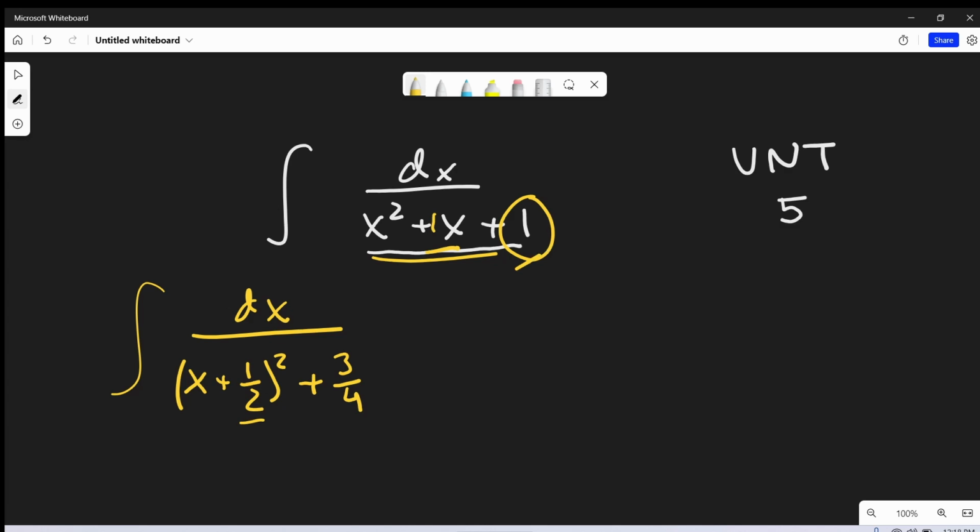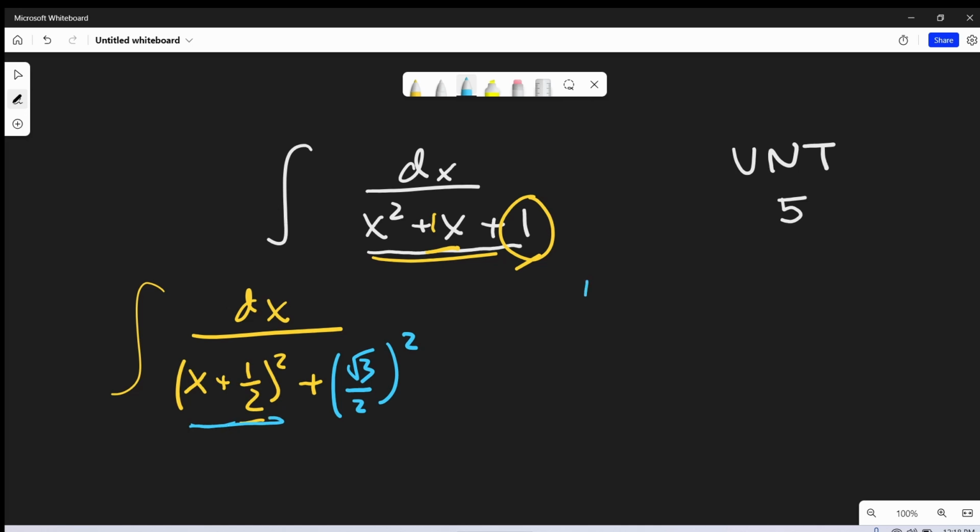So now we haven't changed the problem. And then from here, what I can do is this 3/4, I want to have this as 2 squared terms. So what I'm going to do is write 3/4 as (square root of 3 over 2) squared. So I'm just going to take that and put that back over here. And from here, you might notice we're in good shape to kind of get this into our arctan formula. We have 2 squares here.